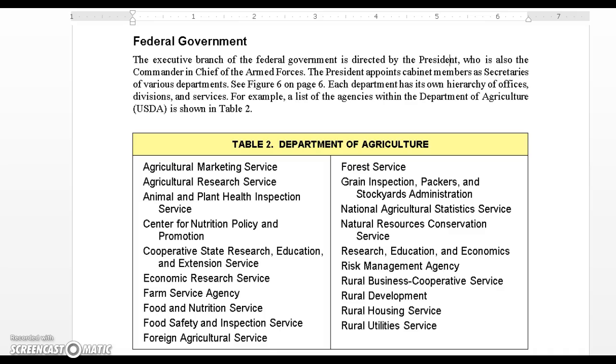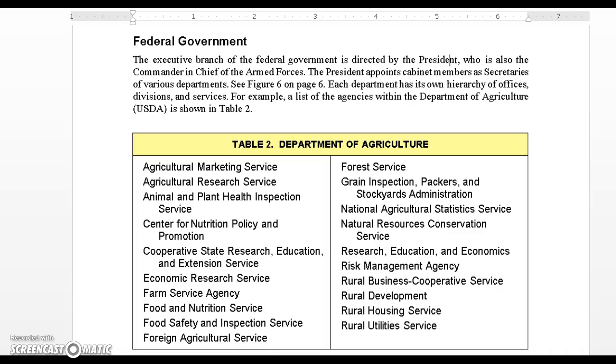president has cabinet members, and so the major second divisions of the federal government, remember the first level is United States government, so the second level of the government is going to be the cabinet positions, as you see in figure 6 on page 6 and what I gave you. So here's an example of level 2, and how we would code this would be Agriculture, Department of, and the first one is pretty simple, agricultural, marketing, service, etc., and so forth. And that would be level 3.